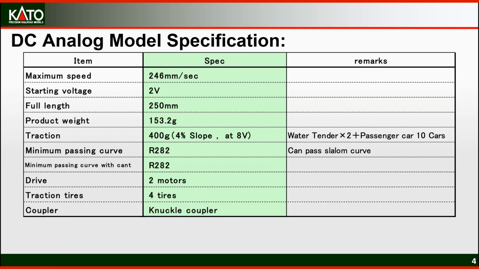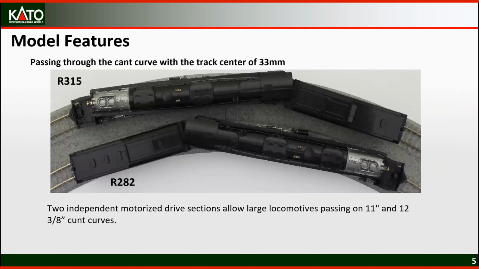KATO does have these slides available, so if you want to go through and look at the data more closely, you can. The interesting thing about this is the minimum curves again. And here you see two engines on the 11 and 12 and 3/4, 12 and 3/8 inch. I believe these are the curve pieces with cement ties, and you can see that clearly the engines clear each other.